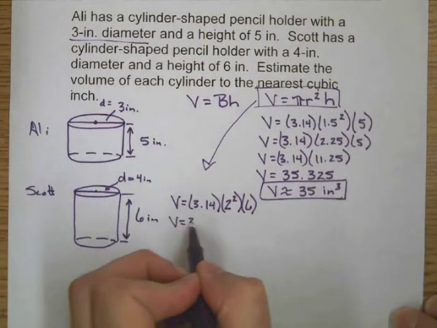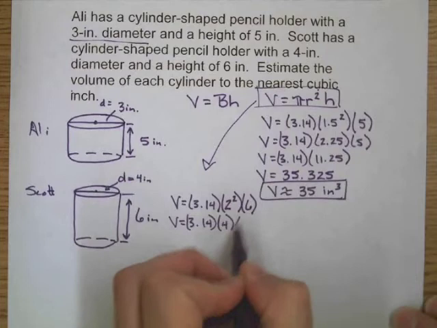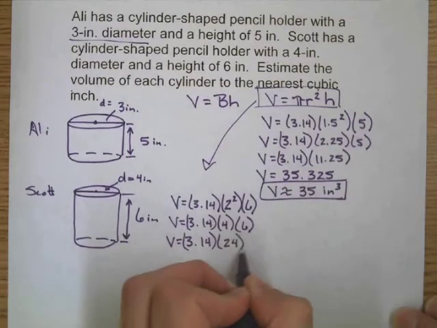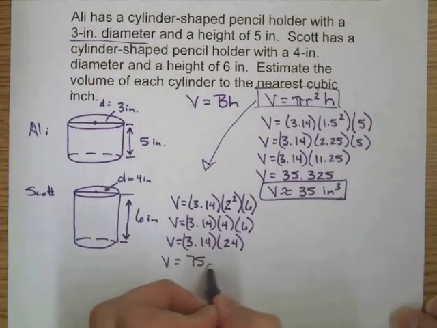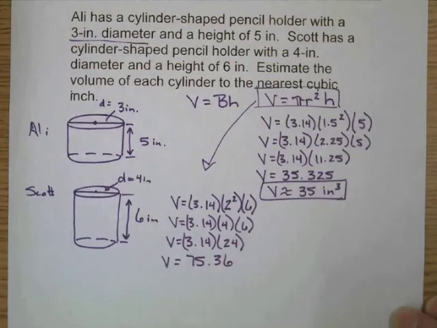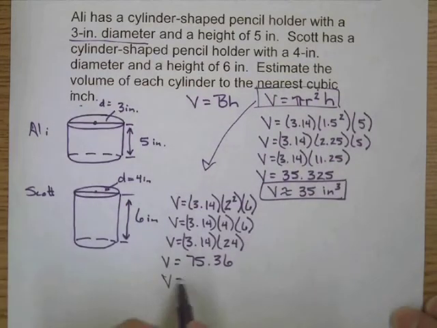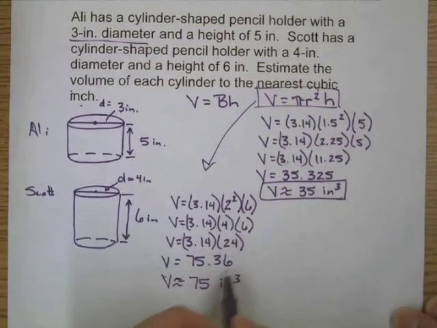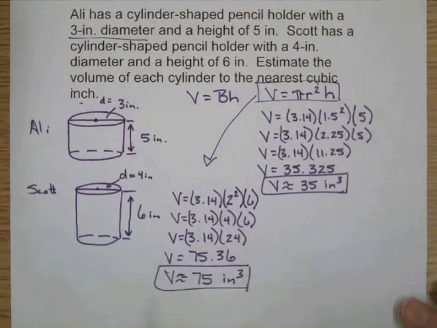So 3.14, 2 squared, 2 times 2 is 4, times 6. So I have 3.14, and 4 times 6 is 24. 24 times 3.14 is 75.36. And I'm going to round that off to the nearest cubic inch, which is about 75 cubic inches. So Scott's pencil holder is about 75 cubic inches.